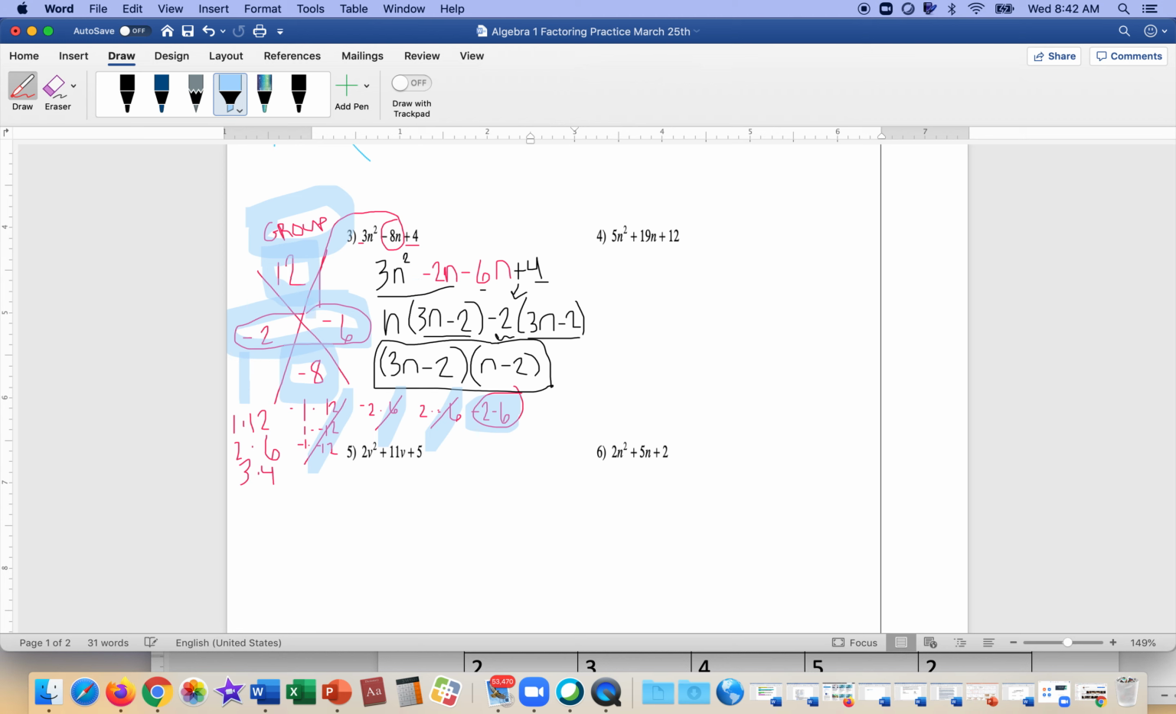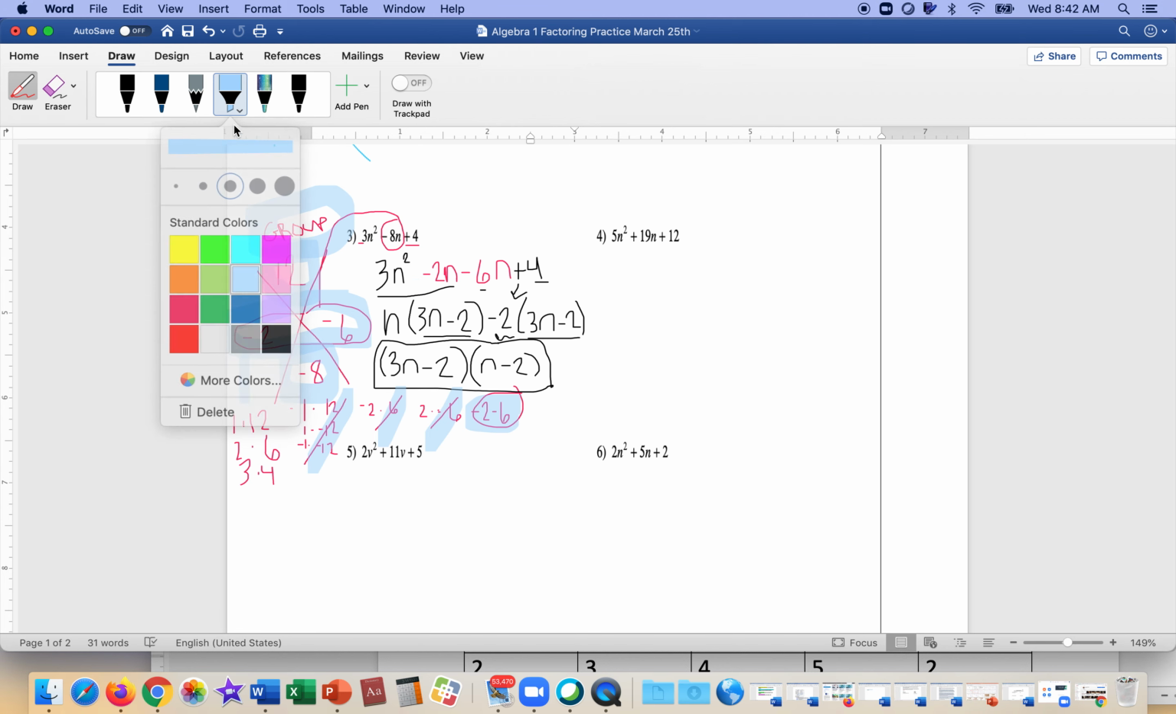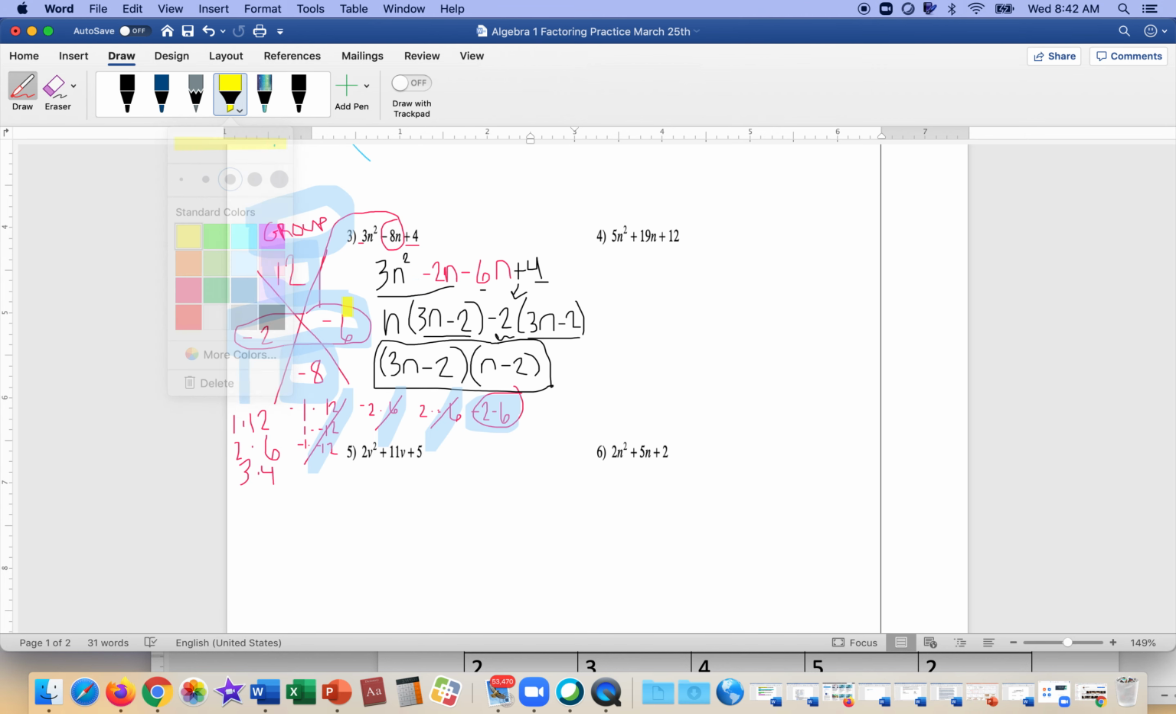So then what you're allowed to do once you find that combo is you can take those factors and you can replace the middle term, which was 8n, right, with those values. So -2n minus 6n is -8n, and then we write everything that's left. So we wrote the 3n squared, right, and then the 4.